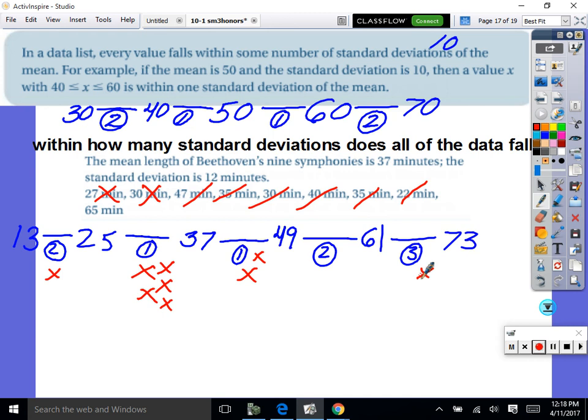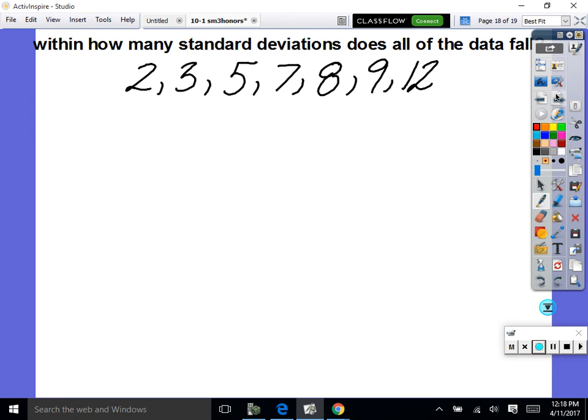So what would our answer be? Within how many standard deviations does all of the data fall from the mean? 3. Isn't it true that all of those values fall within 3 standard deviations of the mean? Yes, so you'd say 3. Most of them fell within 1 standard deviation, but it said within how many standard deviations did all of the data fall? 3 standard deviations. Okay, that's it for the most part.